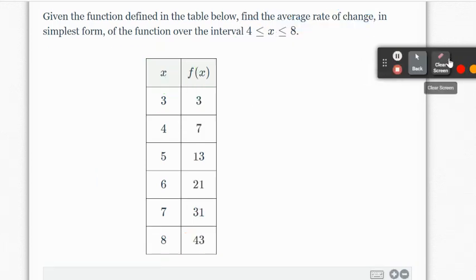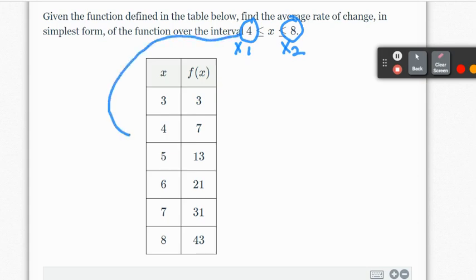So in this second example, we have been asked to find the rate of change between the x values of 4 and 8. And just like the last problem, we're going to call this my first coordinate and this my second coordinate, the x values of those coordinates. And so the 4, you go find it on the table. It's the second line down this time, and its output is 7. So that means the y1 is 7.